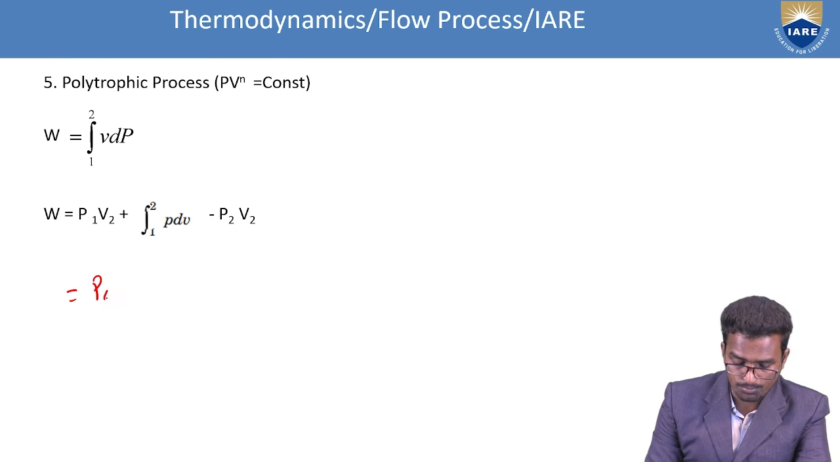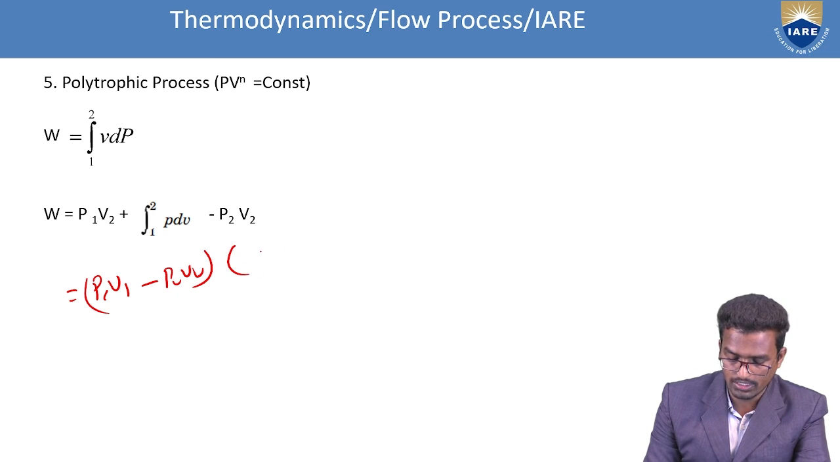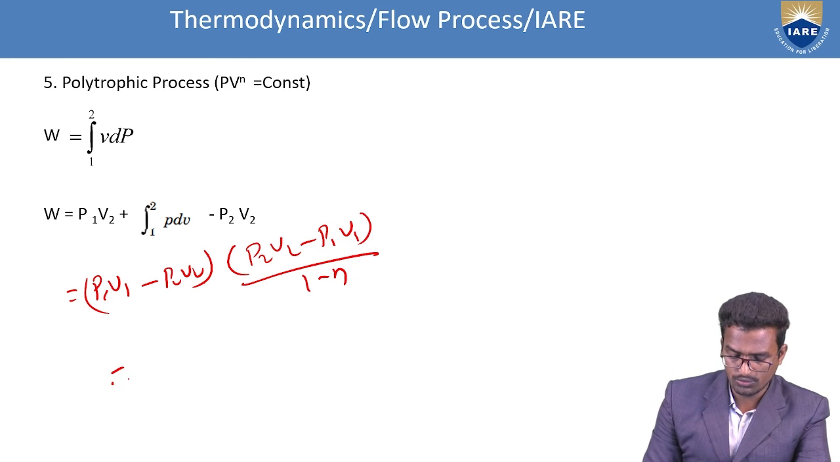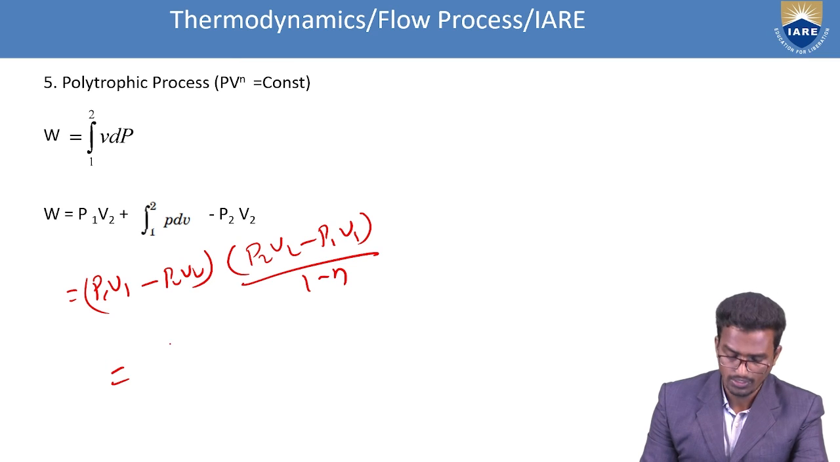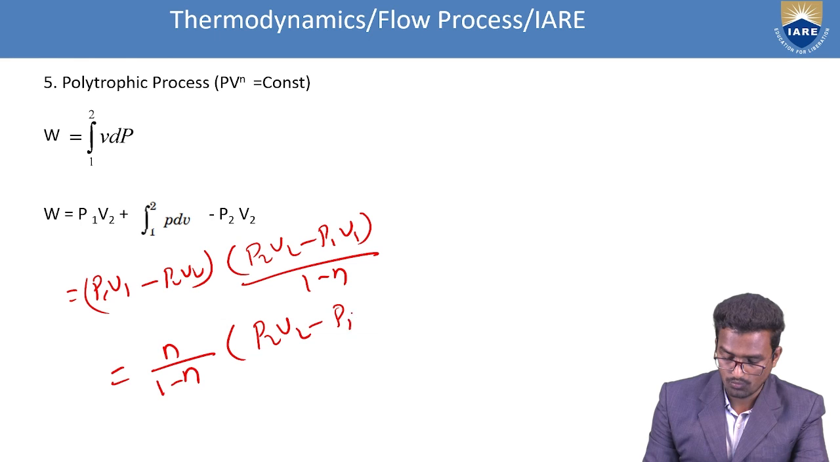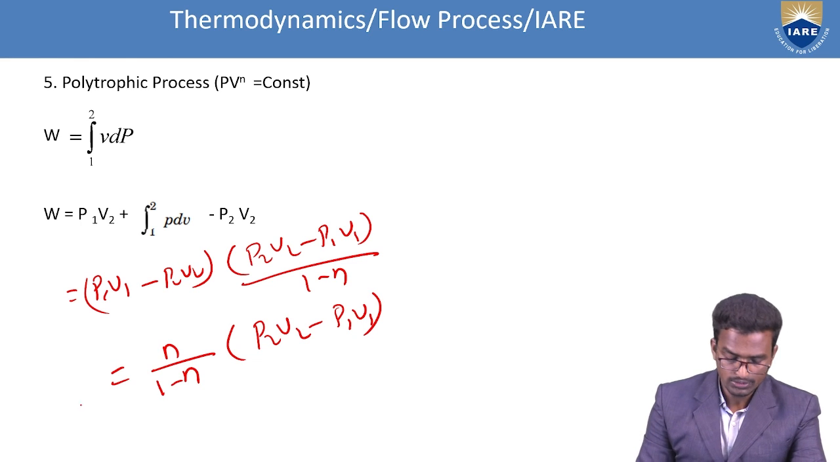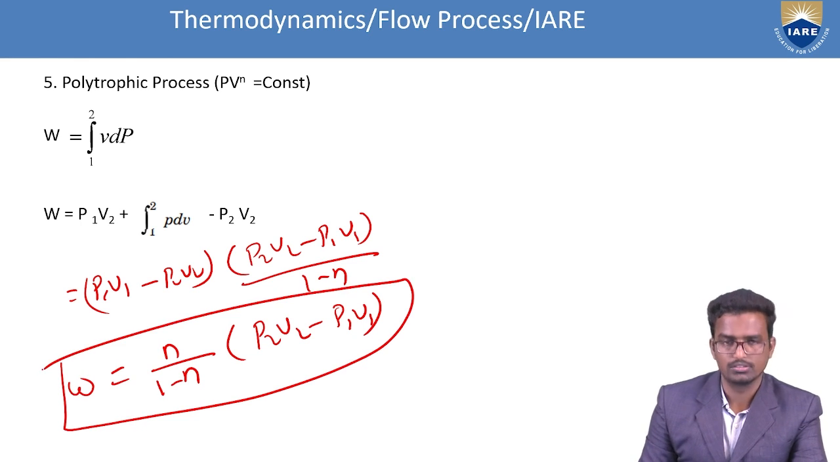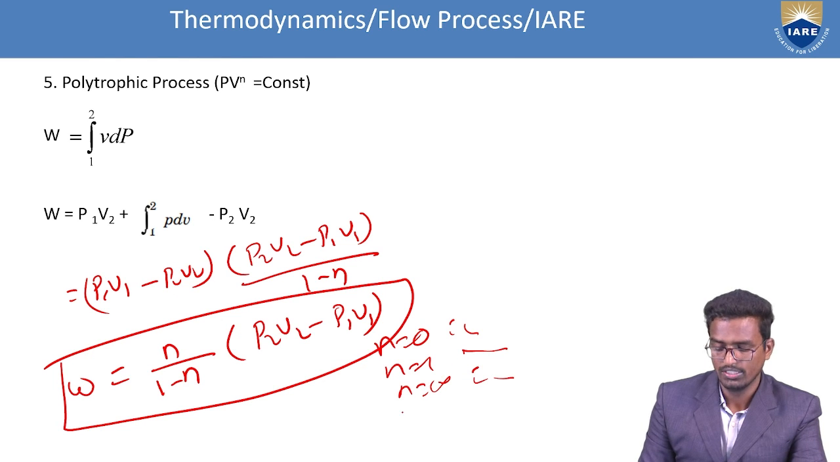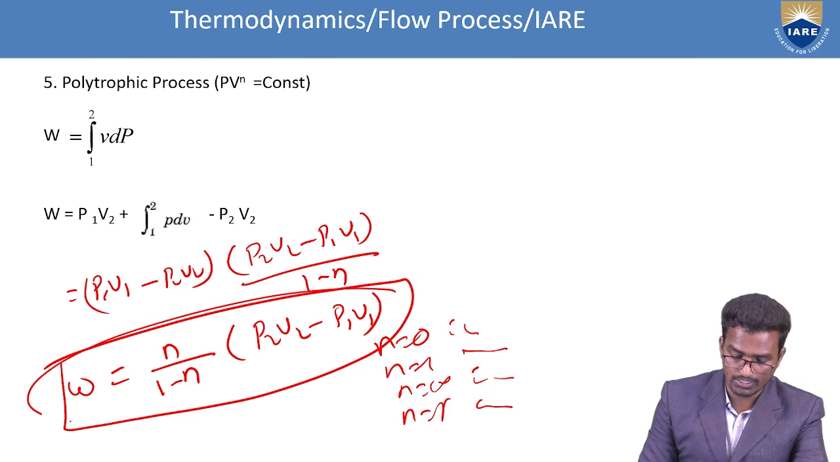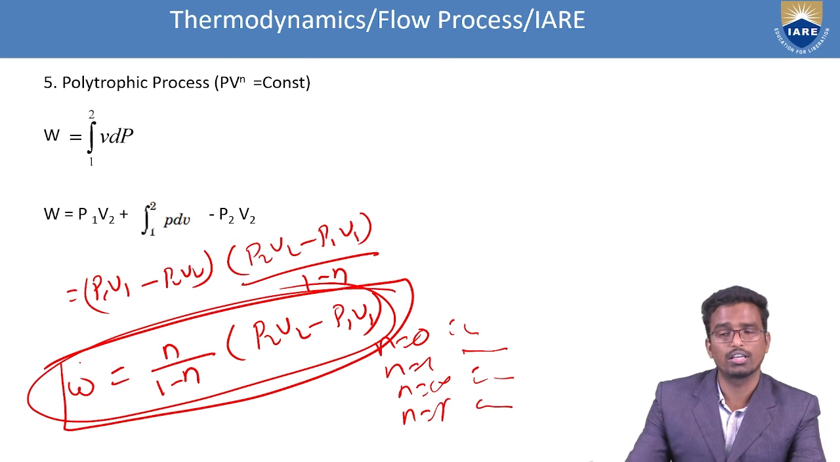What you have? Same P1 V1 minus P2 V2, P2 V2 minus P1 V1 into 1 minus n. From this one, you get the similar equation of n by 1 minus n into P2 V2 minus P1 V1. So this is the work done for the polytropic process. Now apply the values of n equal to 0 for isobaric process, n equal to 1 for isothermal, n equal to infinity for isochoric, n equal to gamma for adiabatic. Apply this equation and you get the same values of work done.